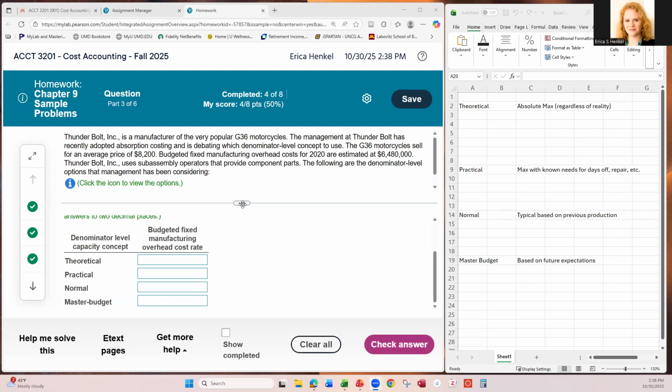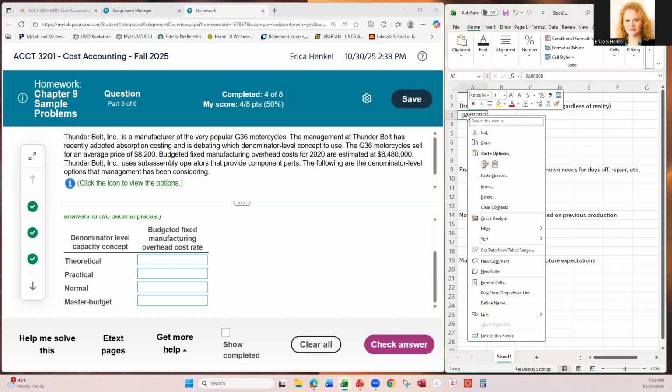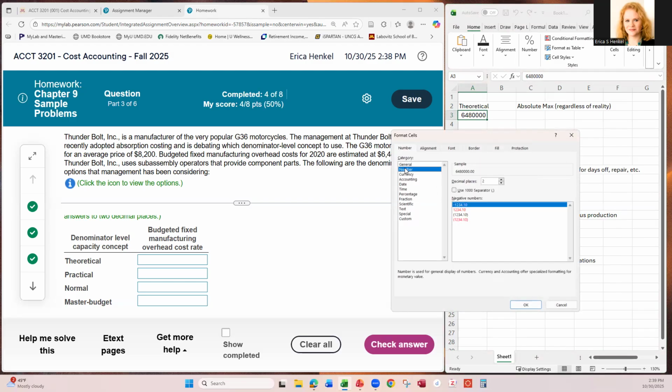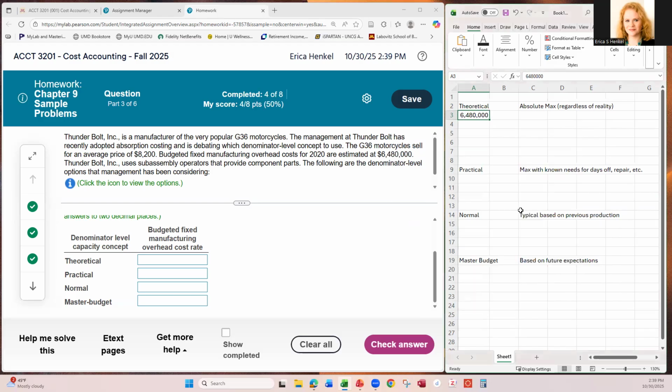Their budgeted manufacturing overhead costs are estimated at $6,480,000. So I'm just going to make a note here, 6480. There we go. That's the amount that we have to allocate out. And they're asking us to calculate the overhead allocation rates using four different methodologies.